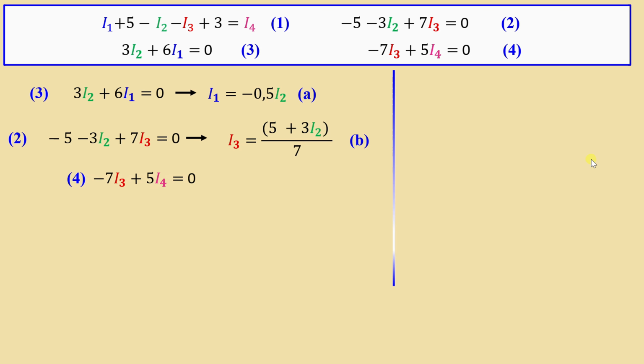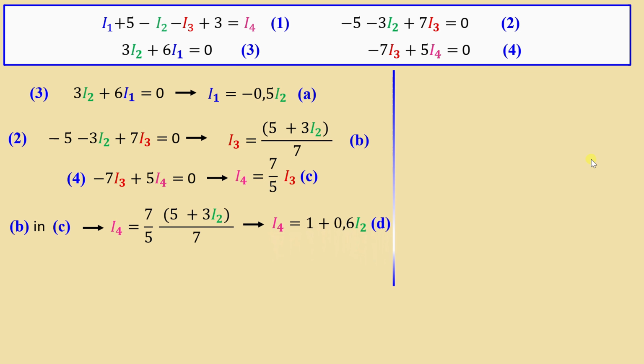We go now to equation 4. We have negative 7I3 plus 5I4 is equal to 0. That means I4 is equal to 7 over 5 I3, and I will call this equation C. By replacing B in C, we obtain I4 is equal to 7 over 5 multiplied by (5 plus 3I2) over 7. We obtain finally I4 equals 1 plus 0.6 I2, and we can see here that we write I4 also in terms of I2, and I will call this equation D.